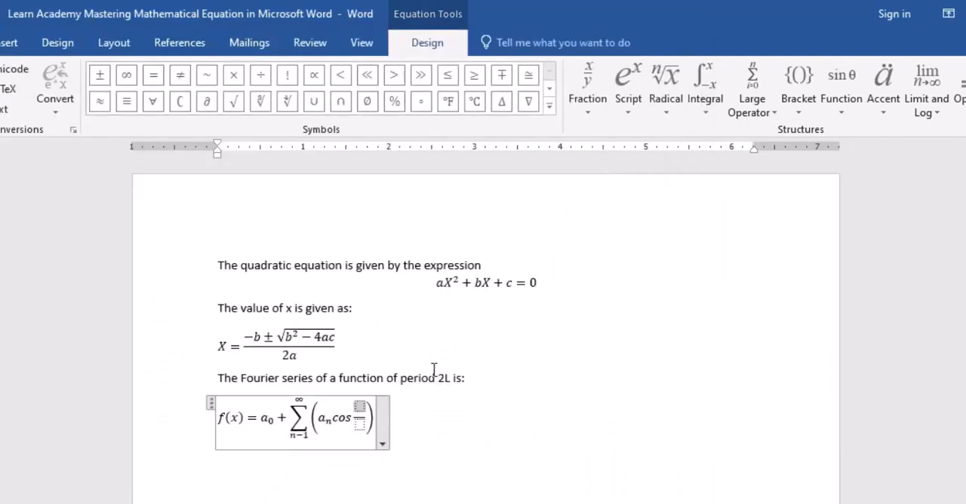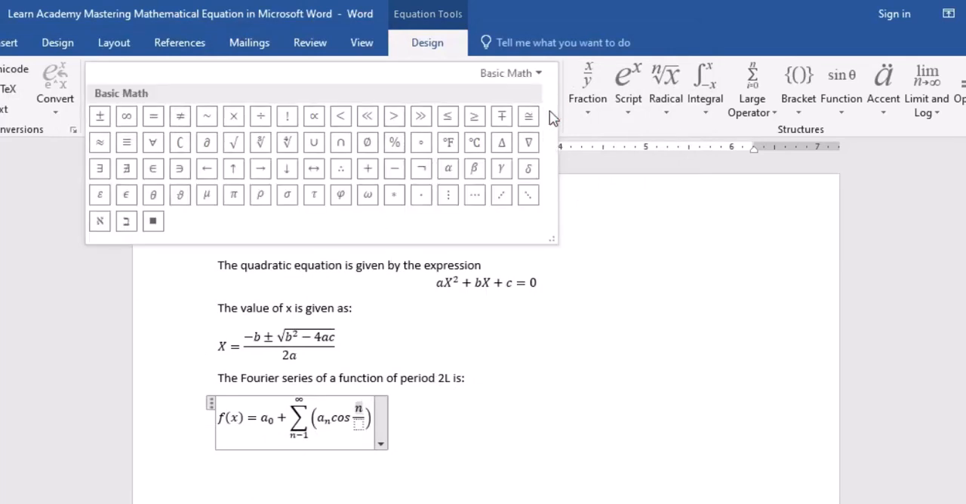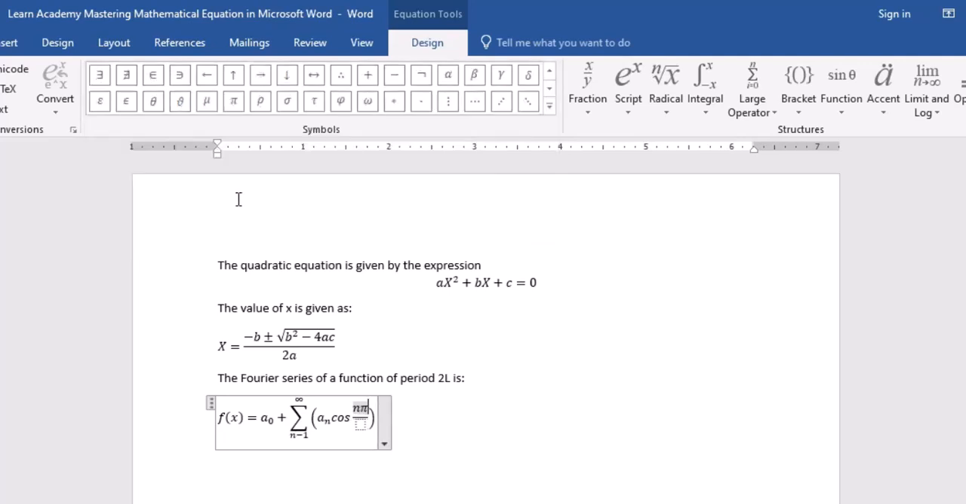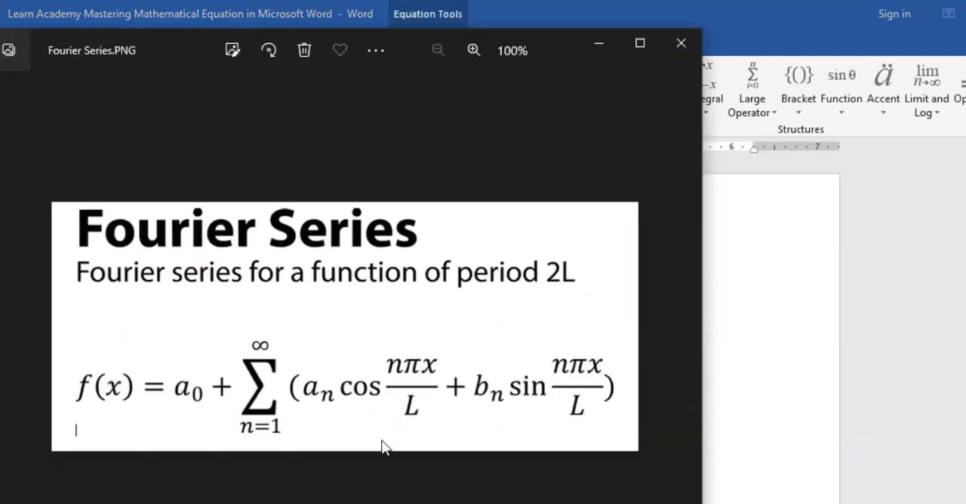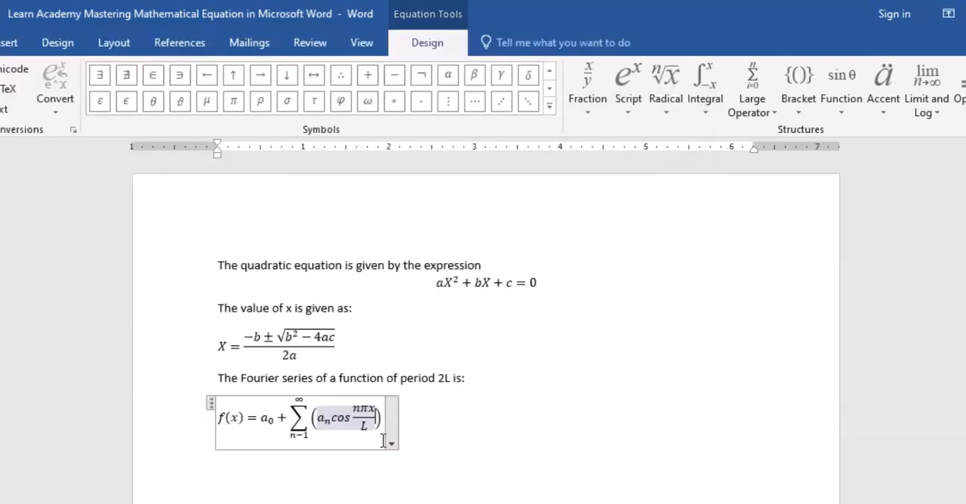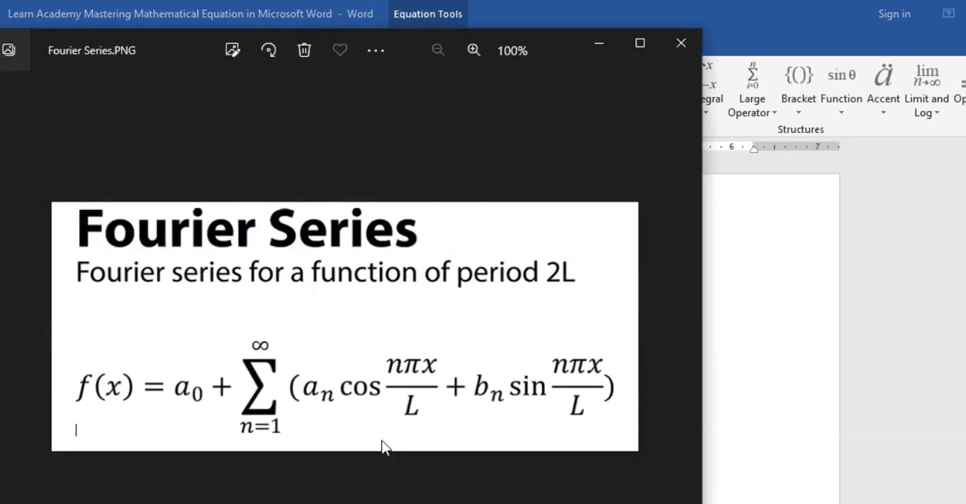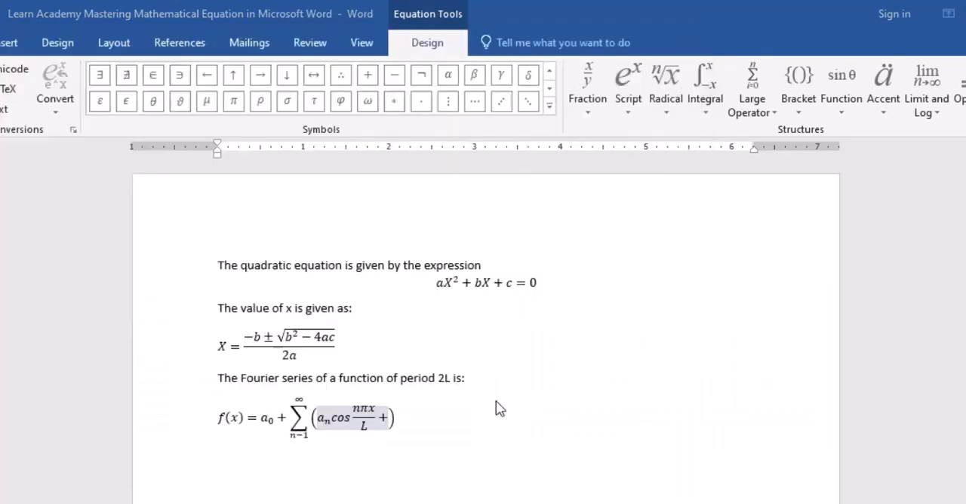So I have my n. Okay, so I can go and look for my pi in the symbol section. Pi. Then I put my x. Good. Then in the denominator I have my L. That's good. Then I press my forward arrow key to continue the equation. Then I have my plus sign. Plus. Okay, that's good. Then I move to where I have my b subscript n.